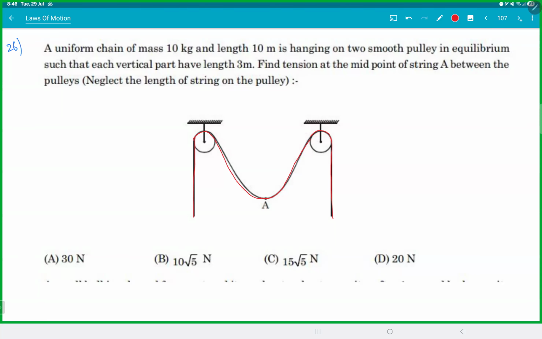Anyone not clear with the picture, please ask me. So what do they mean by the vertical part? What do you think? In this full picture, what is the vertical part here? Sir, the one which is hanging away. So that is it. There is nothing vertical here, so that is the only thing. No, Samyak, that is wrong.